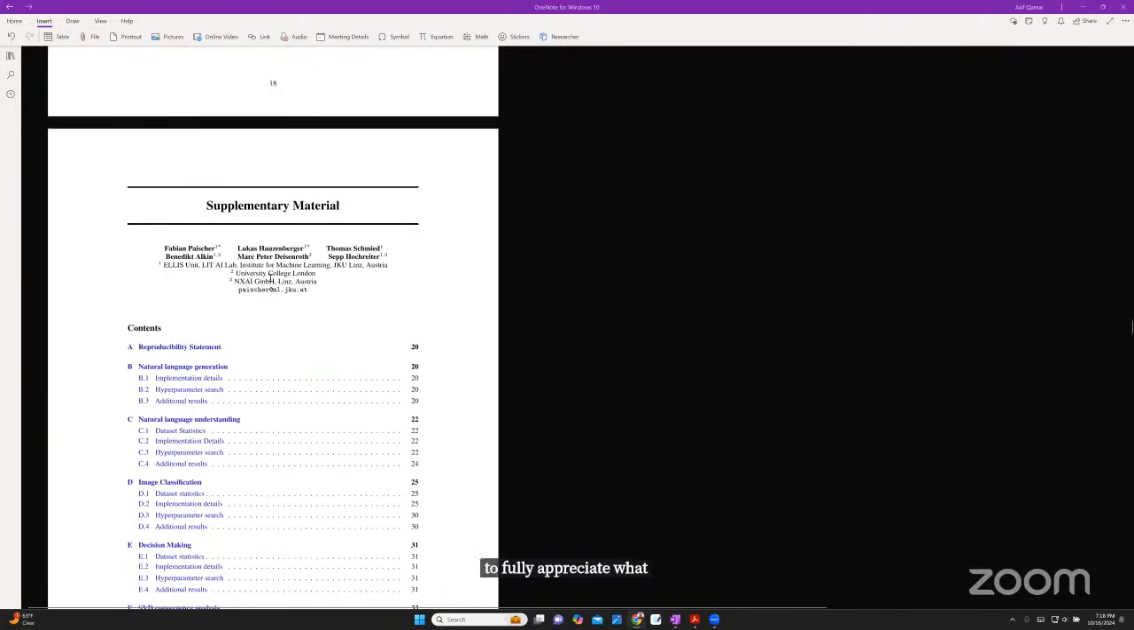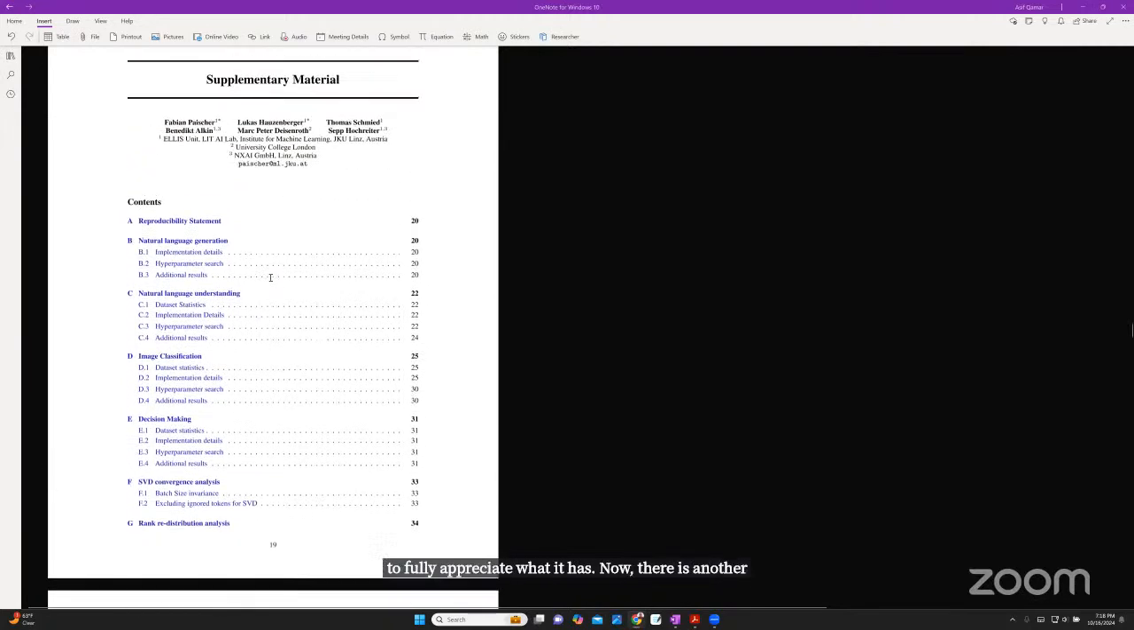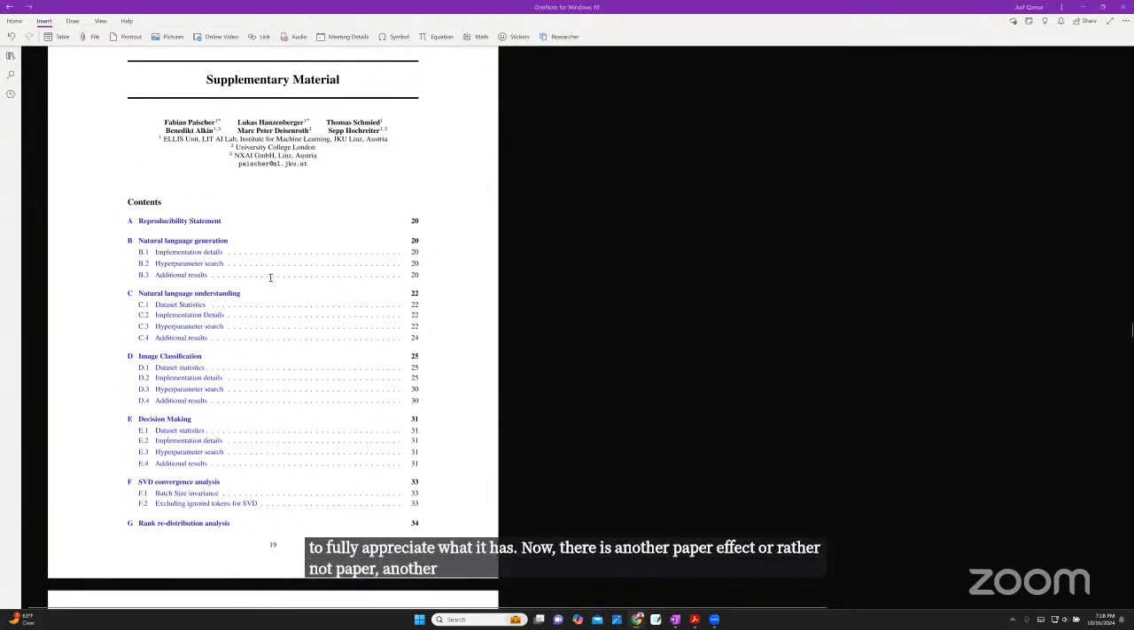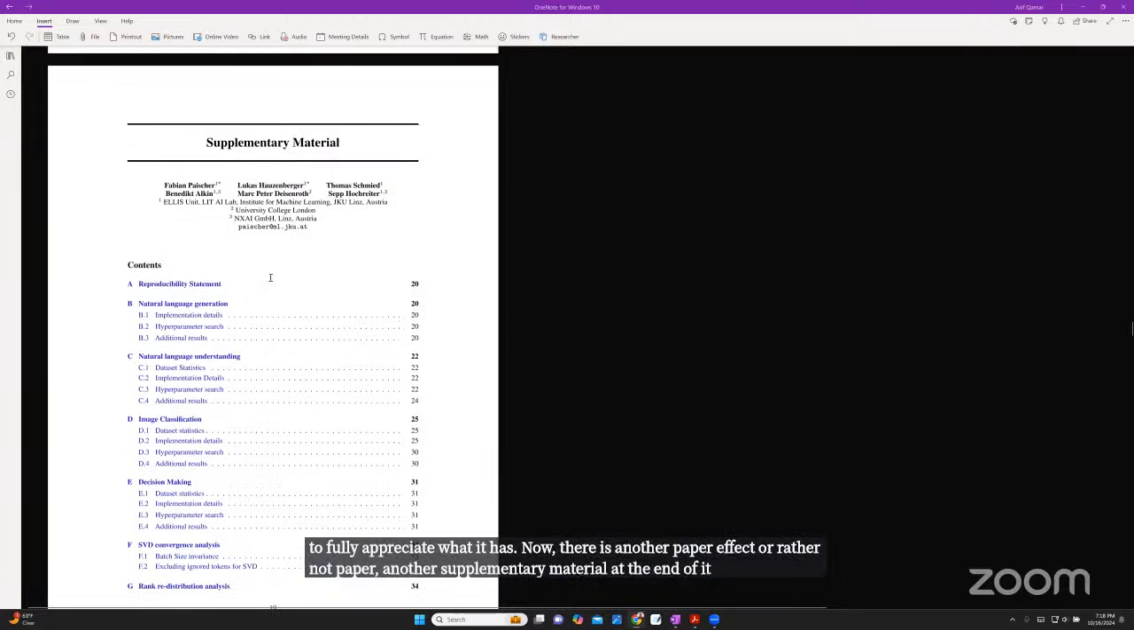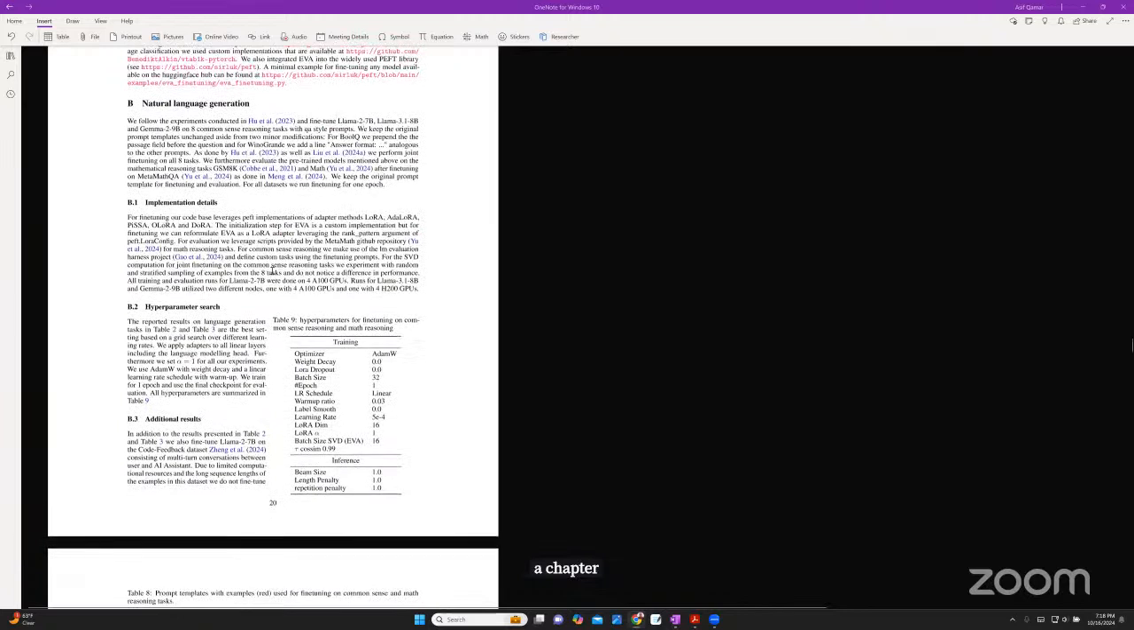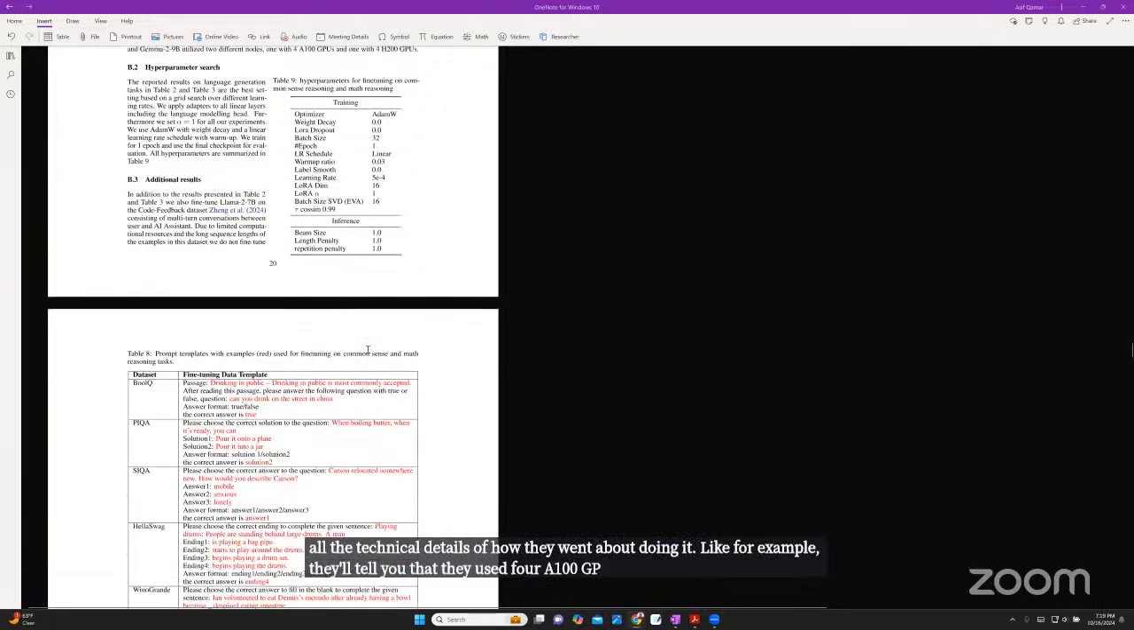Now, there is another supplementary material at the end of it, which is almost written like a separate unit or chapter, which follows and gives you all the technical details of how they went about doing it. For example, they'll tell you that they used 4 A100 GPUs to do the fine-tuning and so on and so forth.